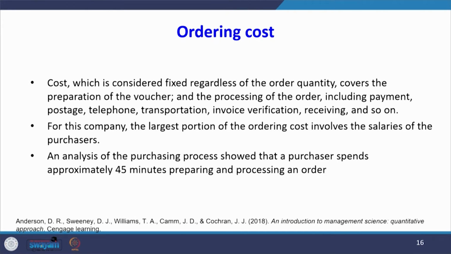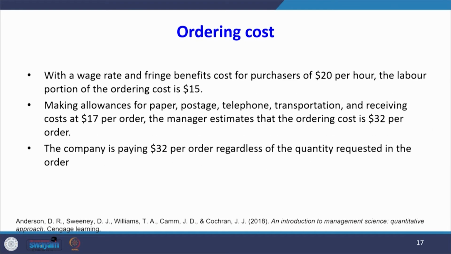An analysis of the purchasing process showed that the purchaser spends approximately 45 minutes preparing and processing an order. With a wage rate and fringe benefits cost for the purchaser of $20 per hour, the labor portion of the ordering cost is $15.